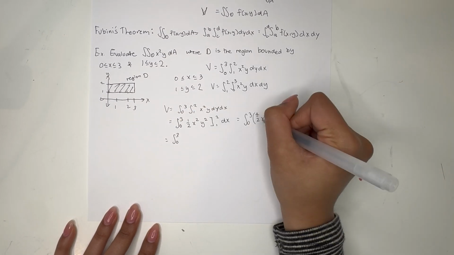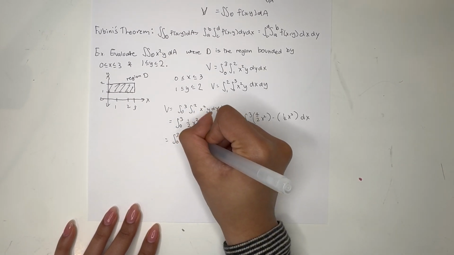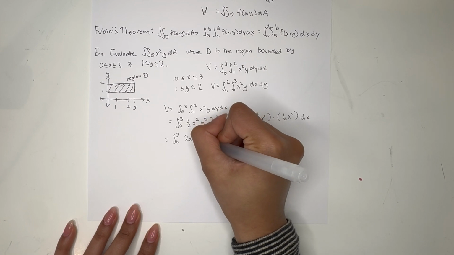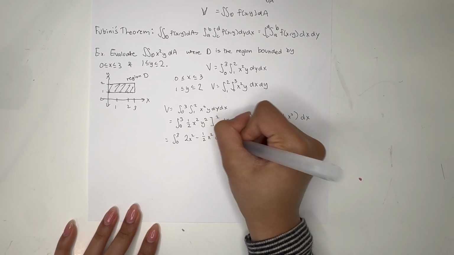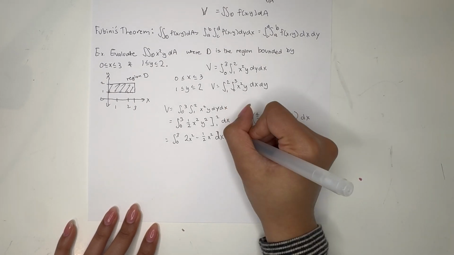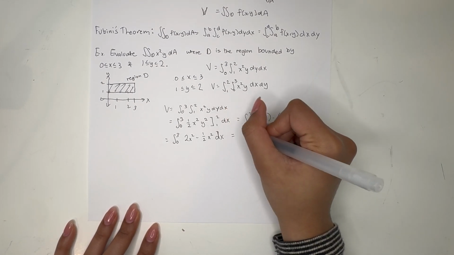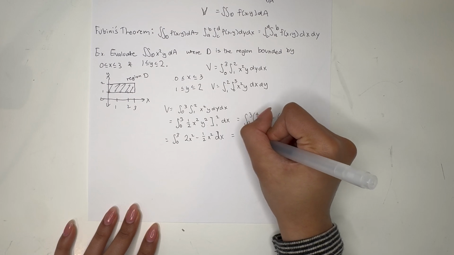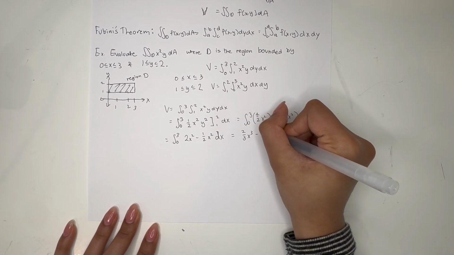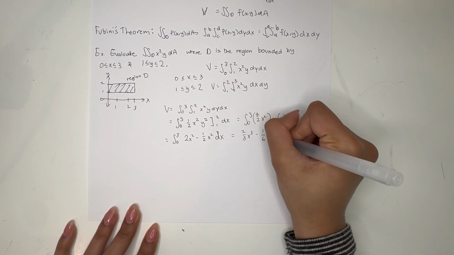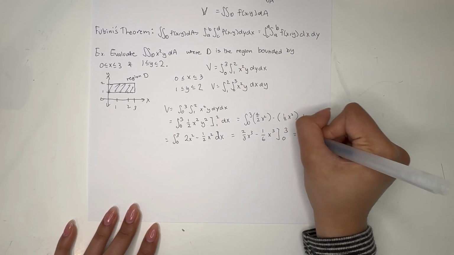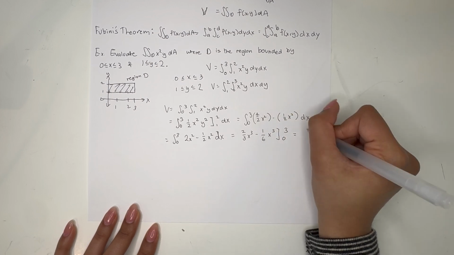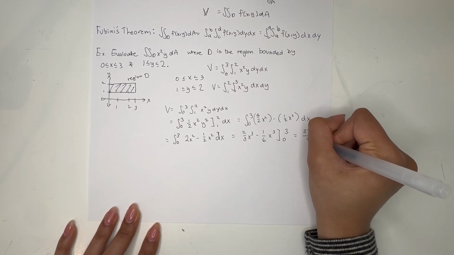0 to 3, I'm just going to simplify this, but this becomes 2x squared minus 1/2 x squared dx. Okay. And then integrating with respect to x, I should get 2/3 x cubed minus 1 over 6 x cubed, 0 to 3, and that would give me, plugging this all in, 27 over 2.